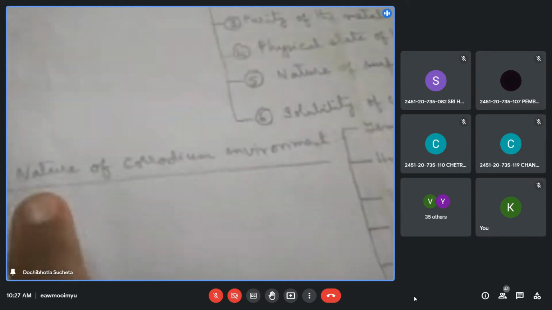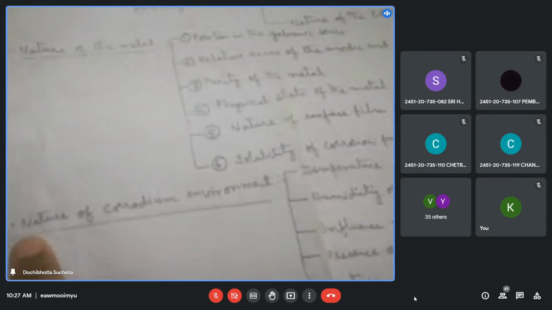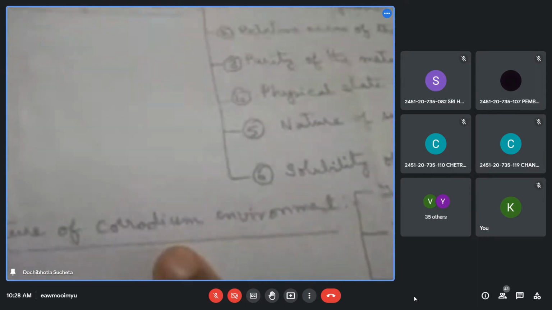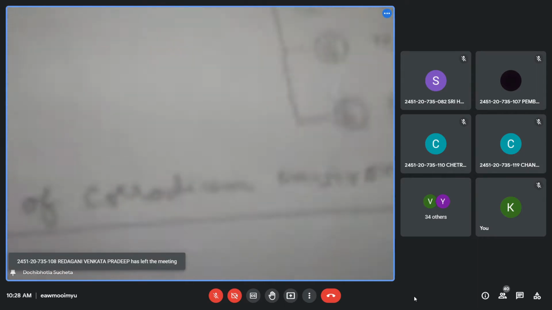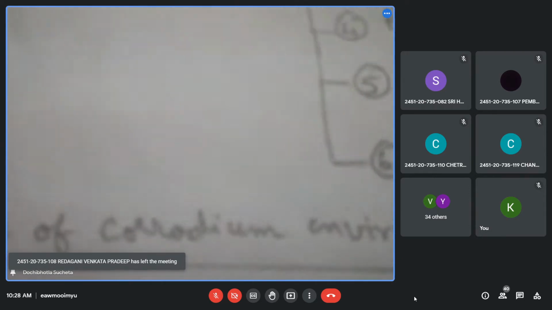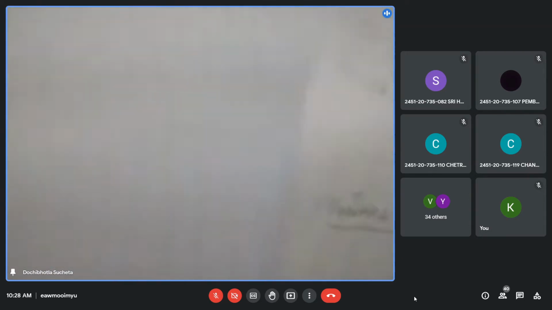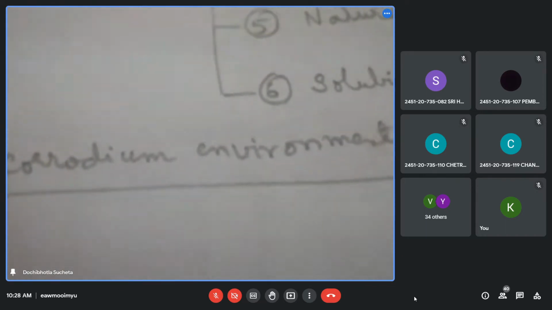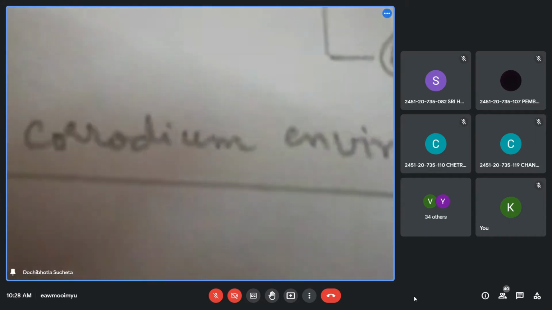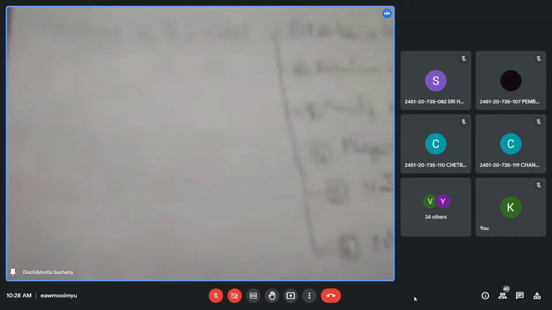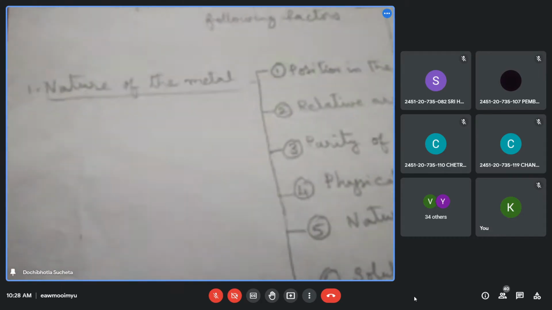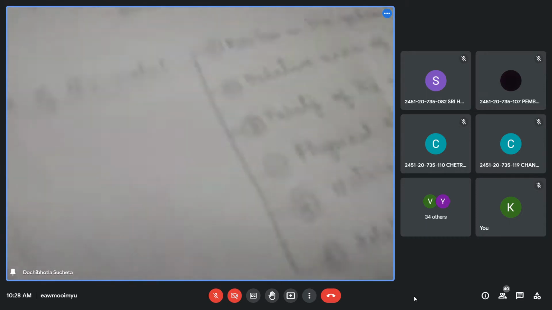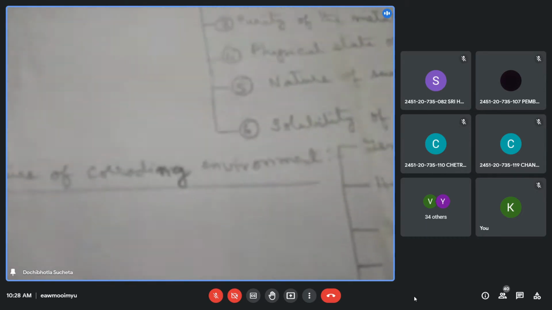Now write the second one. Second factor: nature of the corroding medium. I think the spelling here is wrong. Corroding, C-O-R-R-O-D-I-N-G. Is the spelling correct? Nature of the corroding medium or environment.